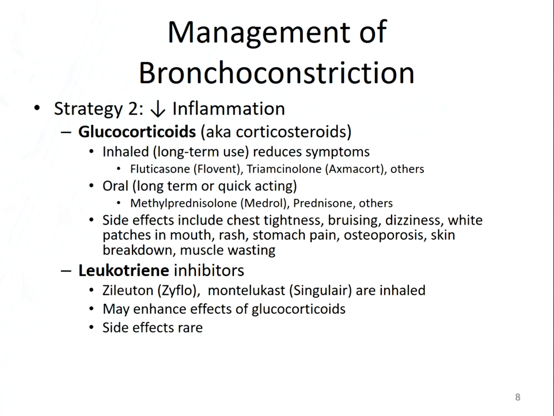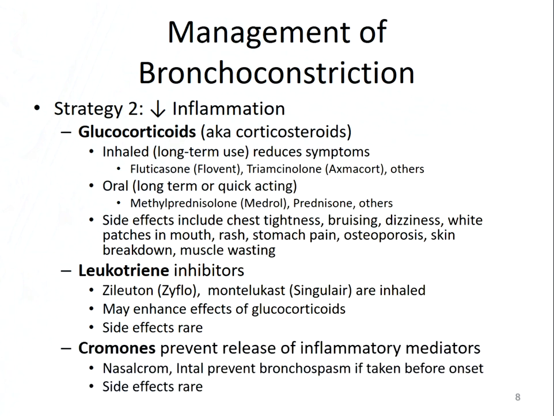Another category of drugs that we use to decrease inflammation are leukotriene inhibitors. So Zyflo and Singulair are two versions of that. They may enhance the effects of glucocorticoids, so they're frequently used in combination, and they're generally well tolerated. Chromones are another category of drugs that prevent the release of inflammatory mediators. So nasal crom is probably the one that I'm most familiar with, and it can prevent a bronchospasm. It's not going to reverse a bronchospasm, but it can prevent a bronchospasm if it's taken before it happens.